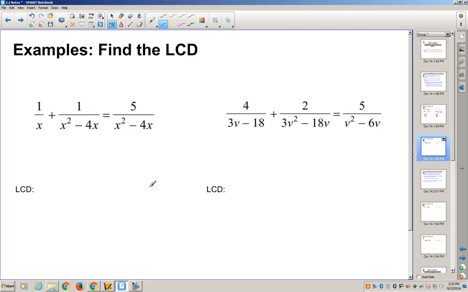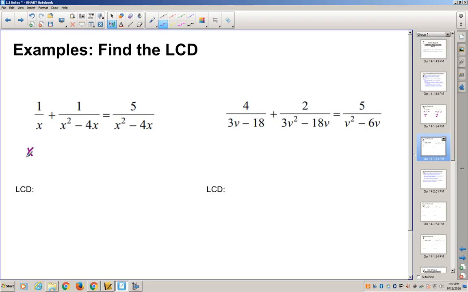Let's take a look at another example right here. Now here we see in the denominator, obviously we have some polynomials that we're going to have to factor. So when we take a look at this, whoops, my pen doesn't really want to behave properly here. So once again, I'm going to factor or break them down.